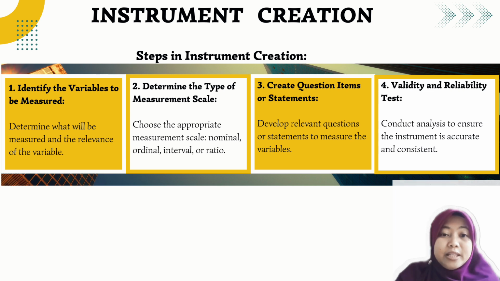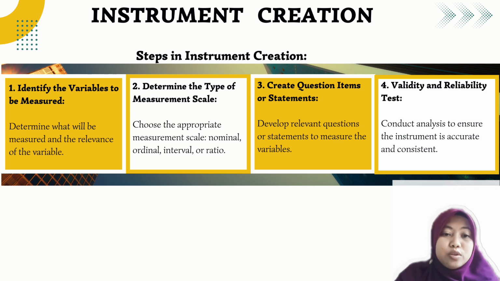The first step in instrument development is to identify the variable we want to measure. This could be an ability, an attitude, knowledge, or another factor relevant to the research objectives. For example, if we want to measure workplace stress, we need to understand what influences stress and identify relevant variables such as workload, relationships with coworkers, or work-life balance.